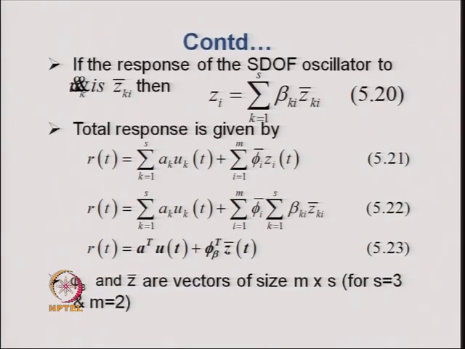If the response of the single degree of freedom oscillator to a specific excitation for a particular support u double dot k is z bar ki, then one can write the generalized response in the ith mode as the summation of beta ki multiplied by z bar ki, because z bar ki is the response in the ith mode produced due to the kth support excitation. So, if we sum up for all the support excitations, then we get the value of z i in a particular mode of vibration. So, this z i is the dynamic response of the system with respect to the support.